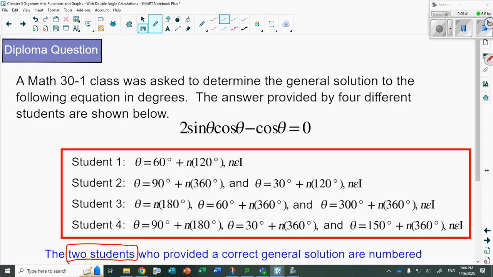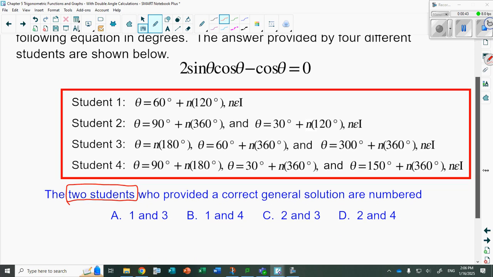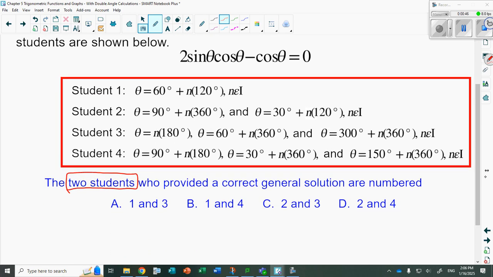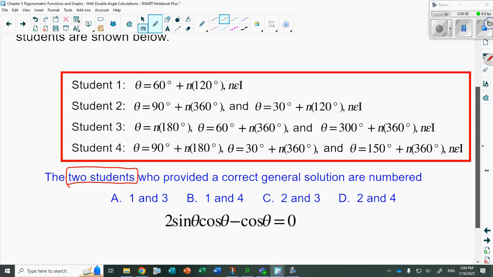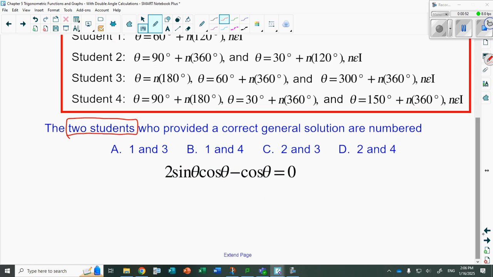Well, you know what? I wouldn't even look at the solutions. The first thing I would do is take this equation here and solve it, the same way you've always solved equations. So let's check this out.